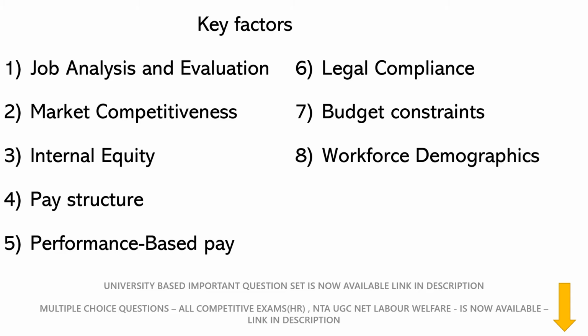Next one, performance based pay. Now this is very simple. Like you link your compensation system to the employees performance. So this will encourage the employees to work harder and achieve their targets. Like simple example, the same salesperson, he is earning a good commission for exceeding monthly targets.